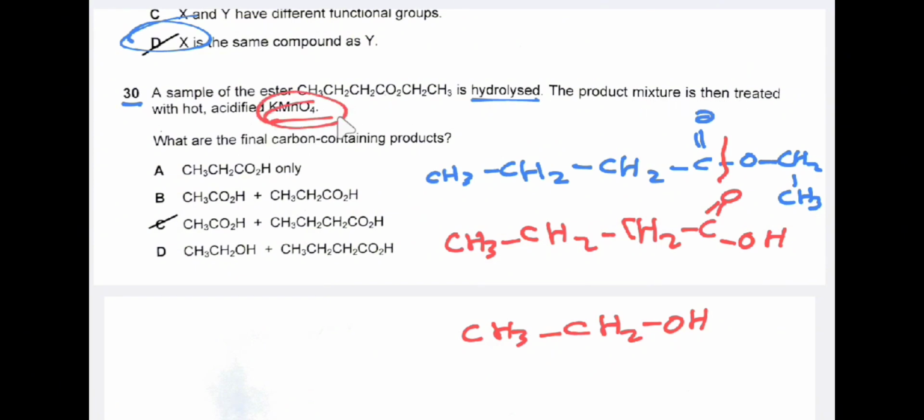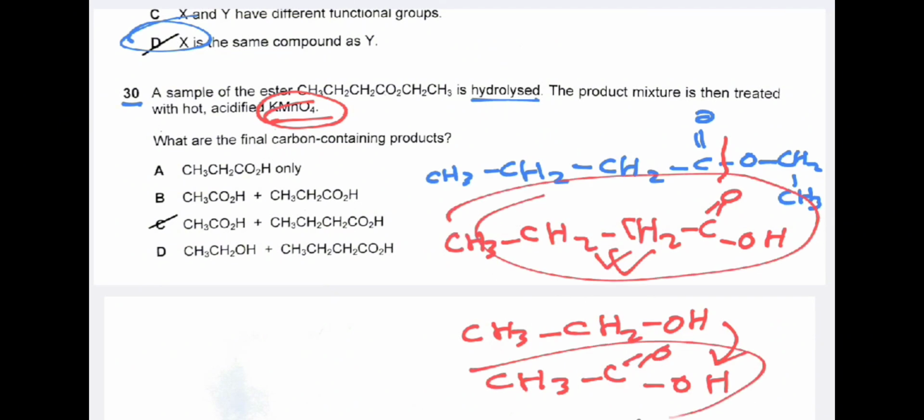So acidified potassium manganate is an oxidizing agent, and it causes the oxidation of the ethanol to ethanoic acid, that is CH3, COOH. So ethanol is converted to ethanoic acid, and the other one is also an acid, so no change occurs. So this is the final product. So CH3COOH, that is ethanoic acid, and this acid, that is 1, 2, 3, 4, butanoic acid. So the answer is C.